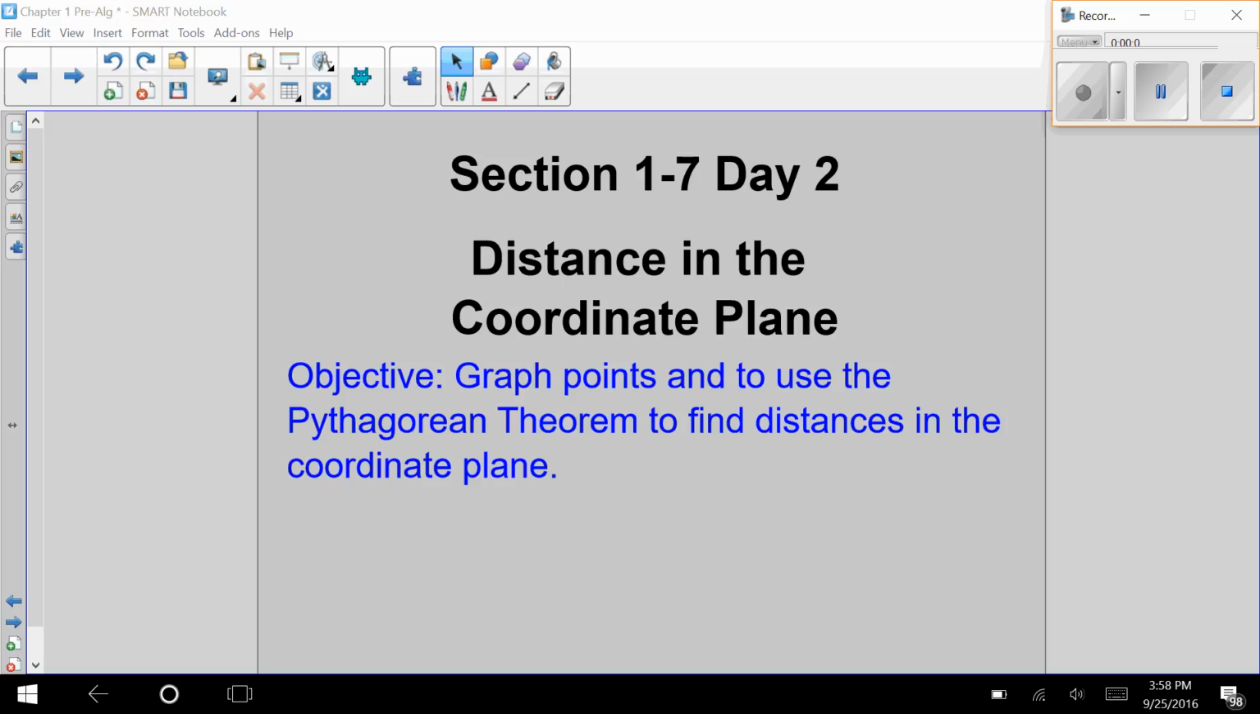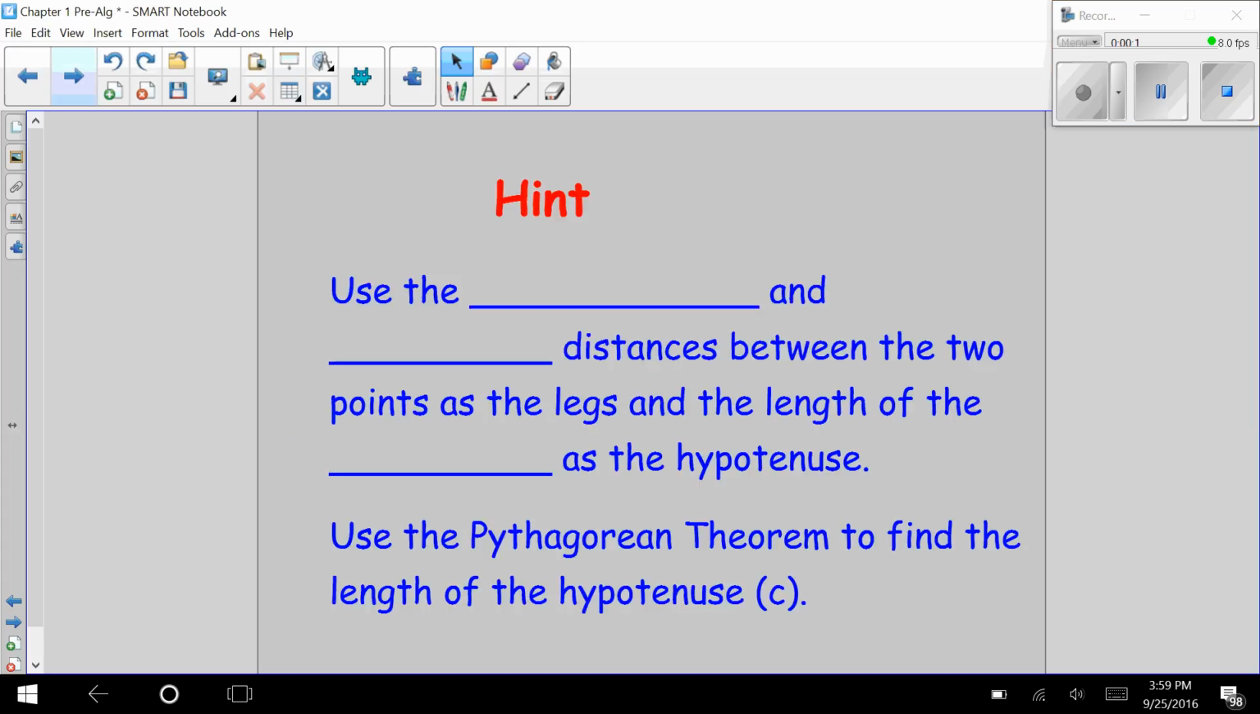Section 1-7, Day 2, Distance in the Coordinate Plane. Our objective today is to graph points and to use the Pythagorean theorem to find distances in the coordinate plane.